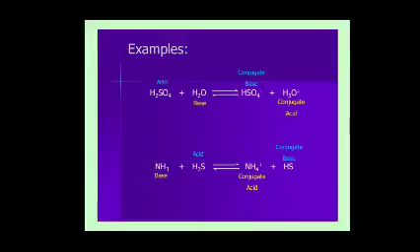H2SO4 reacts with a water molecule to form HSO4 minus and H3O plus. H2SO4 is the acid, its conjugate base is HSO4 minus; H2O is the base, its conjugate acid is H3O plus. Another example: NH3 plus H2S forms NH4 plus and HS minus. NH3 is the base, its conjugate acid is NH4 plus; H2S is the acid, its conjugate base is HS minus.